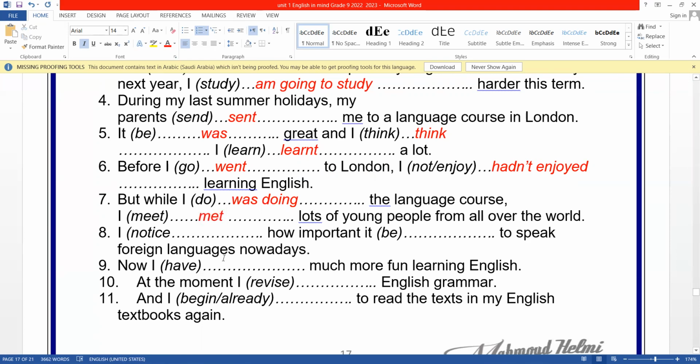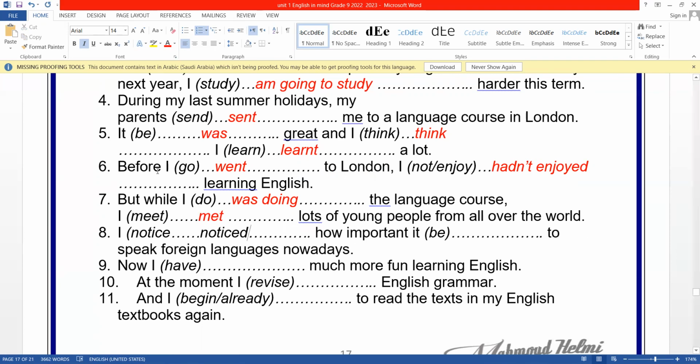Notice is used here in the past simple. I noticed how important it is to speak a foreign language. Number 9, now I have much more fun learning English.